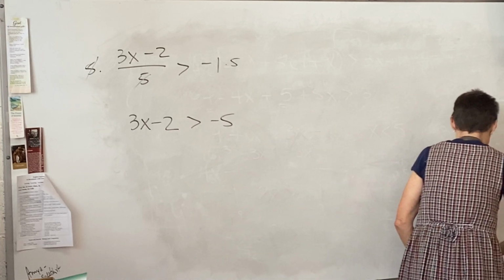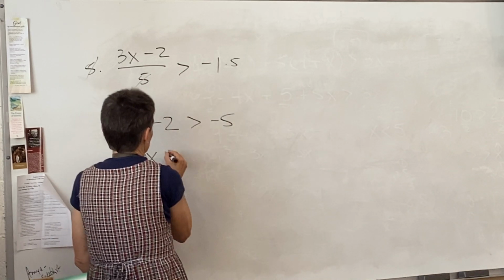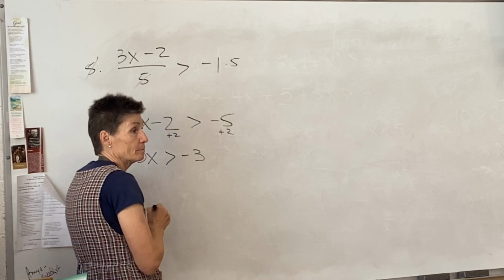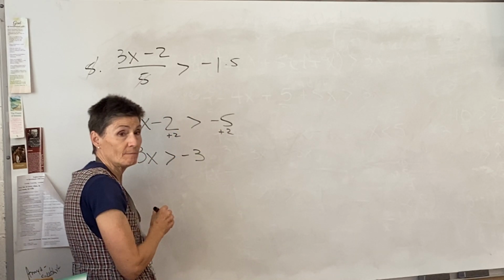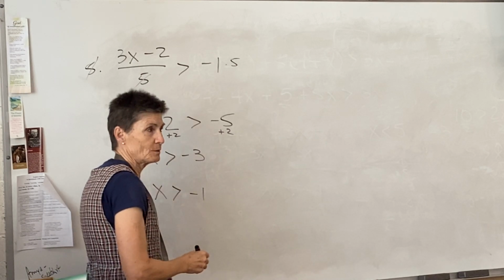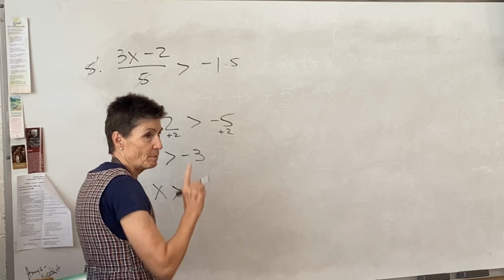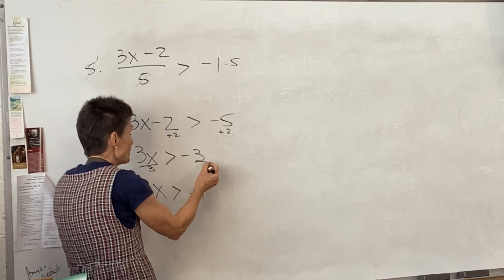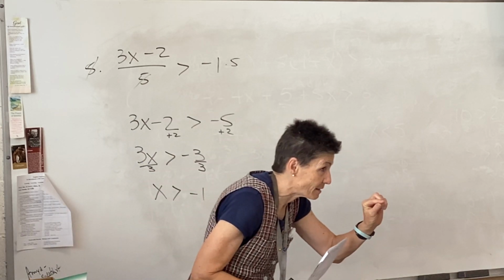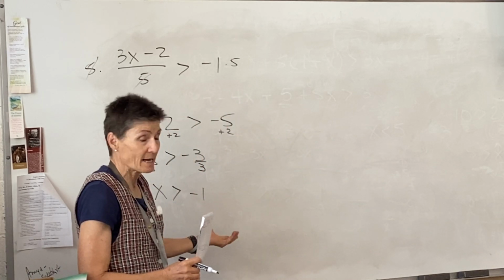Now what? Add the 2. Add the 2. So plus 2. And divide by 3. Now somebody in the room is gonna get wild and wacky and switch that sign because they see a negative in there. But remember, we only switch the sign if the number we divide by is negative. We divided by 3, didn't we? So the sign isn't gonna change.